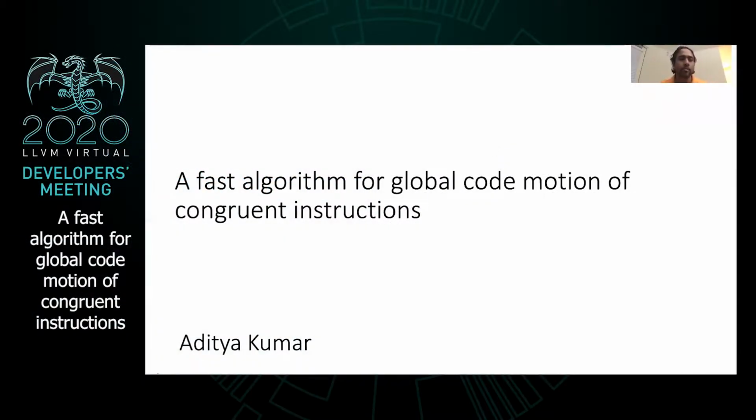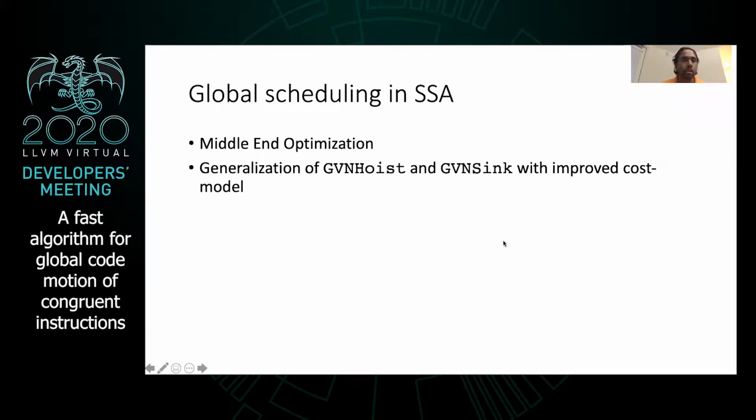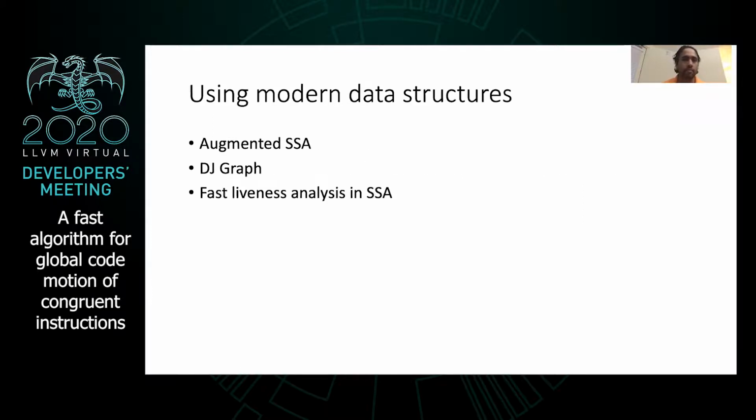Hello, I'm Aditya. I want to introduce a fast algorithm for global scheduling in SSA form. This is a mid-level optimization. It is more like a generalization of GVN hoist and GVN sink, but we have an improved cost model and some very interesting stuff. We're using modern data structures. We augment the SSA to help find the opportunities much faster. And it also uses the DJ graph, which helps fast liveness analysis in SSA form.